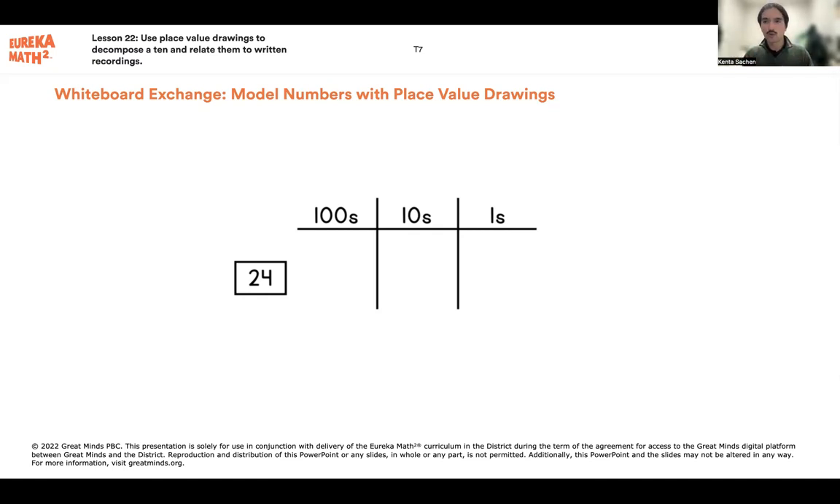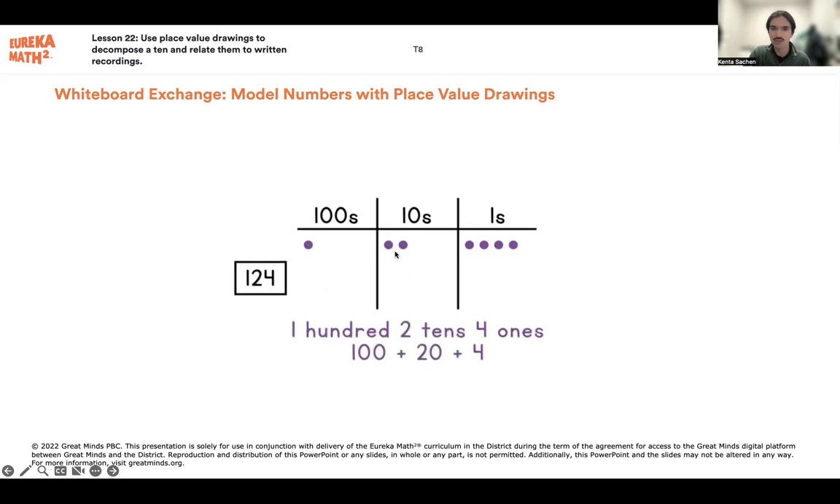So let's remind ourselves that to write a number like 24 in the place value chart, we're going to break this down into 2 tens and 4 ones. 20 and 4. Now take 124. In that case, we have a hundreds number. So we have 100, 2 tens or 20, and 4 ones. So you get 124.